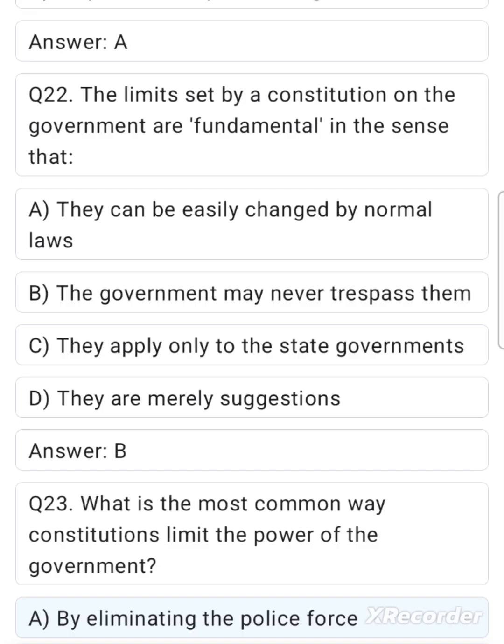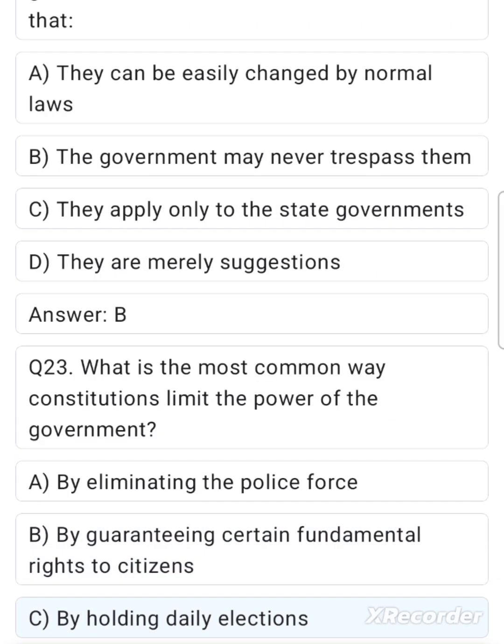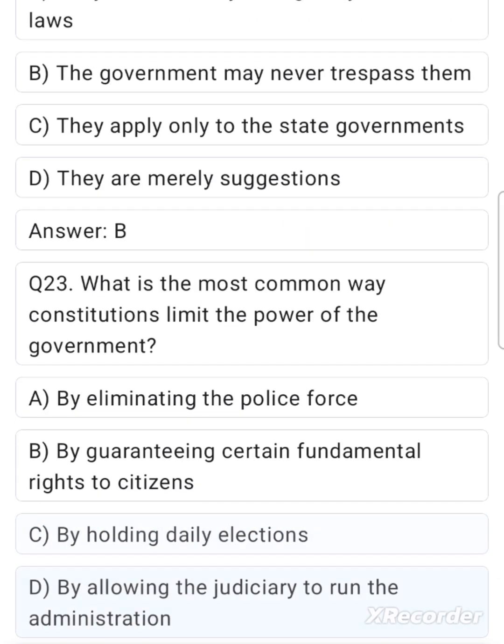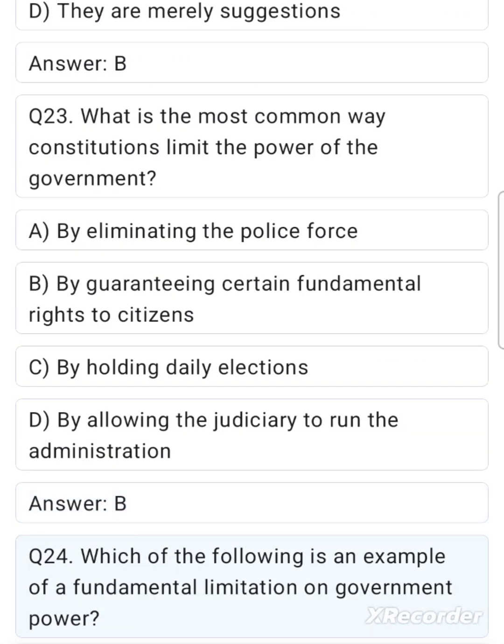Q23. What is the most common way constitutions limit the power of the government? A. By eliminating the police force. B. By guaranteeing certain fundamental rights to citizens. C. By holding daily elections. D. By allowing the judiciary to run the administration. Answer. B.